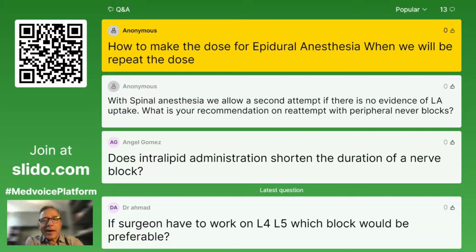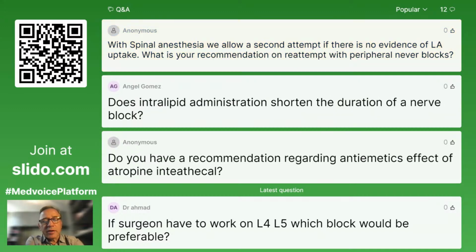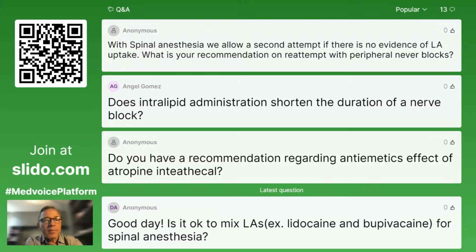Okay, and it is an altogether different solution if you're using epidural anesthesia continuously. Then we would use 0.1% bupivacaine mixed with 2 micrograms per mil of fentanyl at the rate between 10 to 15 mils an hour. Okay, with spinal anesthesia, we allow the second attempt if there is no evidence of local anesthetic uptake.